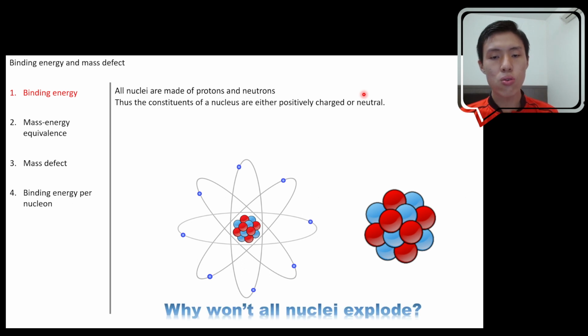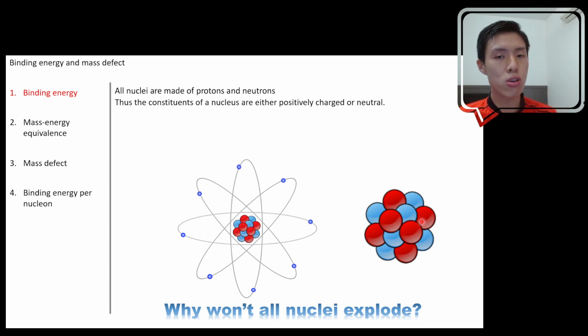Okay, so my question to you is, why won't all nuclei explode? Because if you talk about a nucleus, there are only protons and neutrons. You know that the neutrons will not interact in the electrostatic manner with the protons, because neutrons are charge neutral, so they are not involved in the repulsion or the attraction that we have been studying. So that leaves us with the protons.